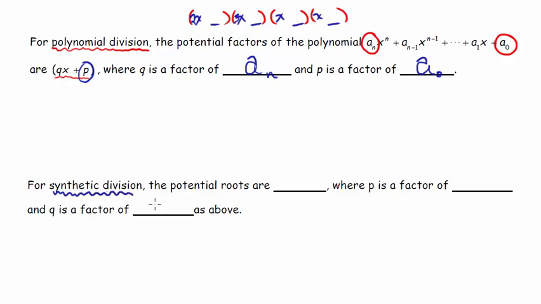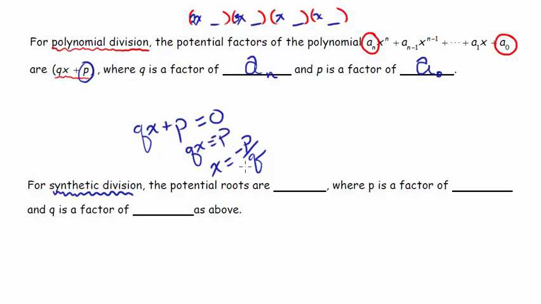So we had this bookkeeping scheme, which we called synthetic division. Now remember, if I have a factor of qx plus p, the root is when that factor equals 0. If I solve this for x, we get qx equals negative p, and then x is negative p over q.